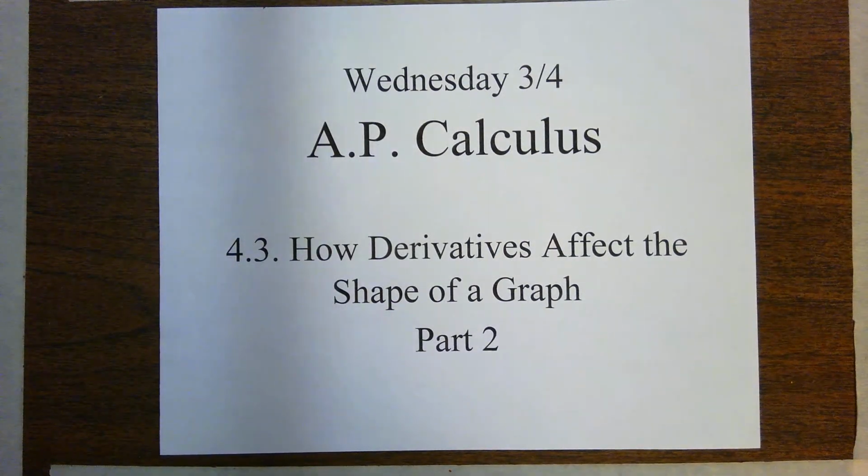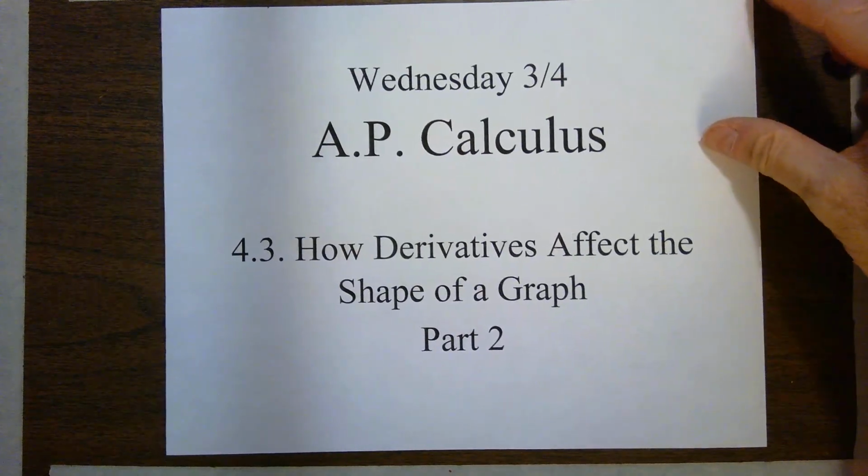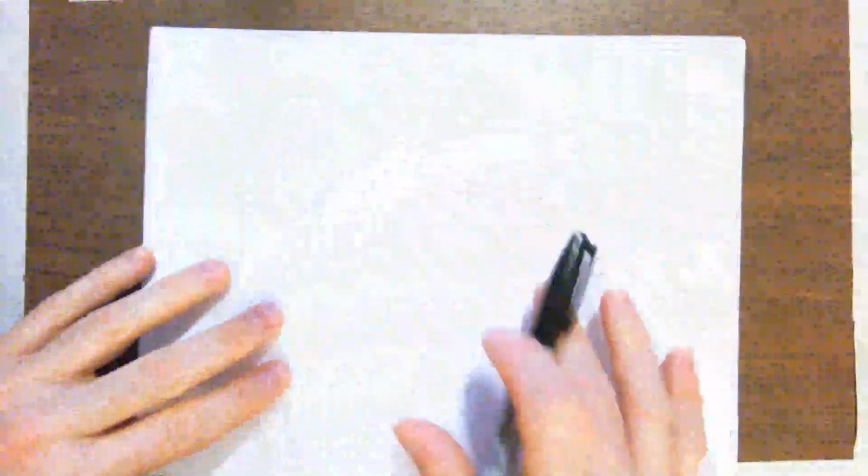Okay, welcome back to part two. Continuing talking about how derivatives affect the shape of a graph and looking at the different derivative tests. Before we move on, we need to talk about a new idea, a new word: concavity. And concavity talks about the shape of a graph.